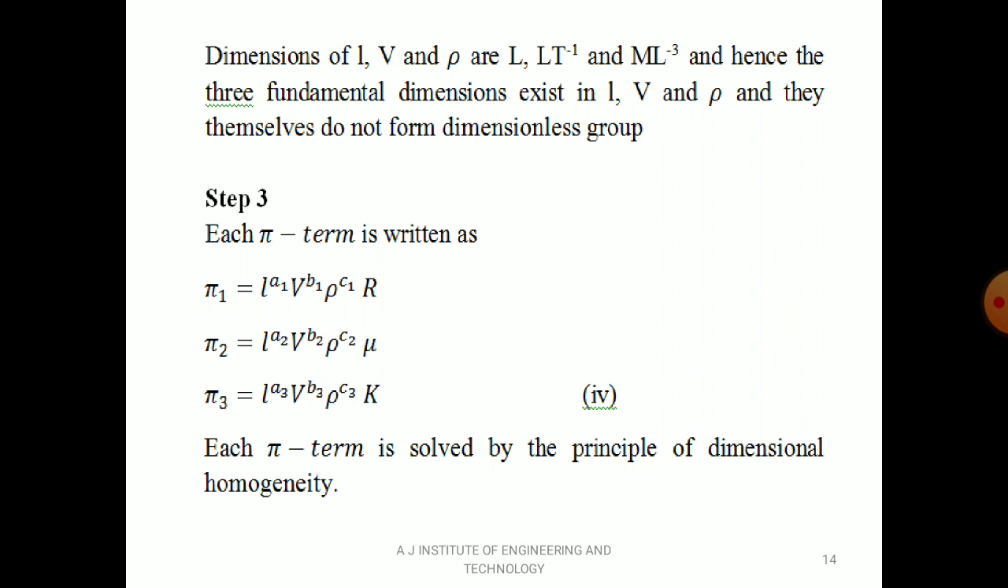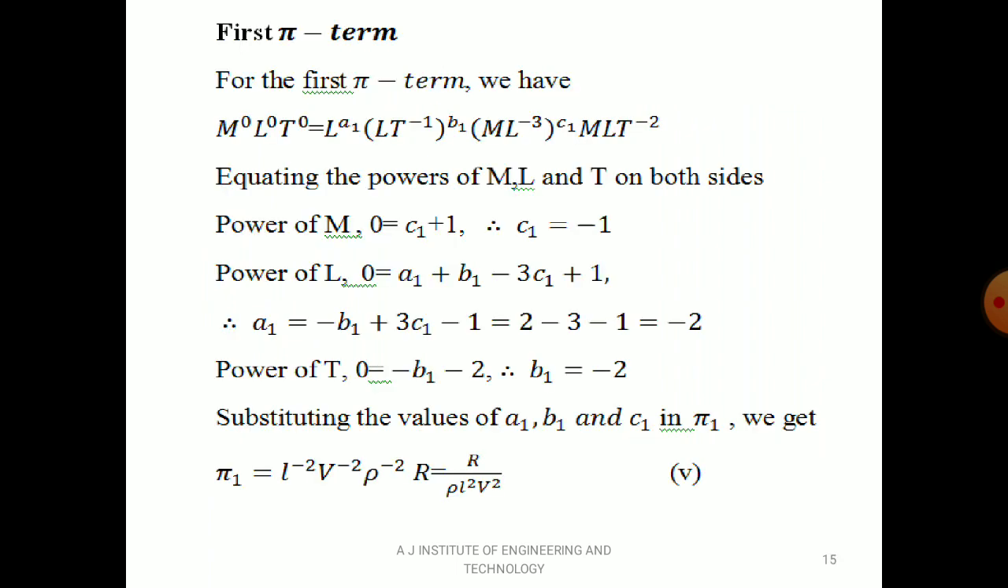Each pi term is solved by the principle of dimensional homogeneity, that is, the left hand side dimension should be equal to the right hand side dimension. We can get the values of A1, B1, C1, A2, B2, C2, A3, B3, C3, and back substitute in the expressions for pi 1, pi 2, pi 3 to get the values of pi 1, pi 2 and pi 3. So first the pi term, that is pi 1. For the first pi term we have M0, L0, T0. Pi 1 is dimensionless, so it has no dimension. So M to the power 0, L to the power 0, T to the power 0 is equal to L to the power A1. L has dimension L only, so the dimension is capital L.